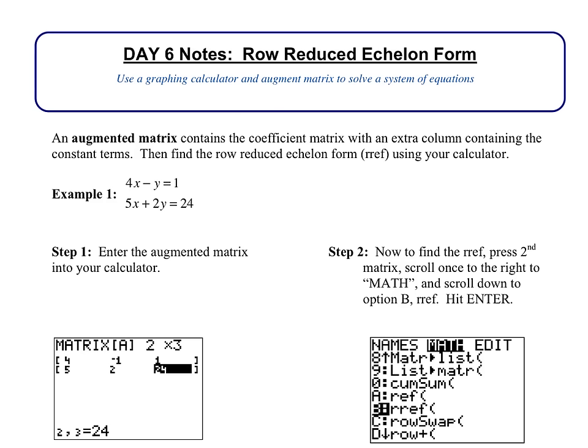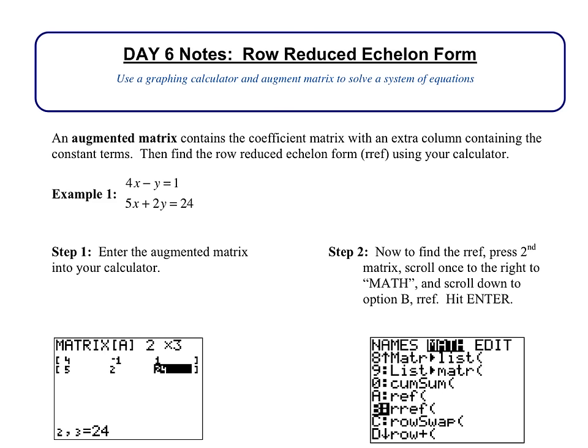Today we're going to be using a graphing calculator and an augmented matrix to solve a system of equations. The previous notes were using matrix equations and inverse matrices to solve systems. Today's a second way to do it, and it's row reduced echelon form.